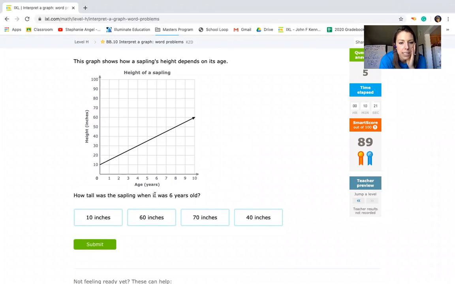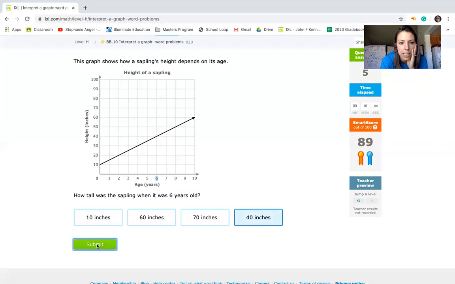So how tall was the sapling when it was 6 years old? Let's see. So we go to years because that's what we're given, and we find 6, and we trace it up to the line and over to the left to give us the height of the sapling at 6 years old. And it looks like the height here was 40 inches.